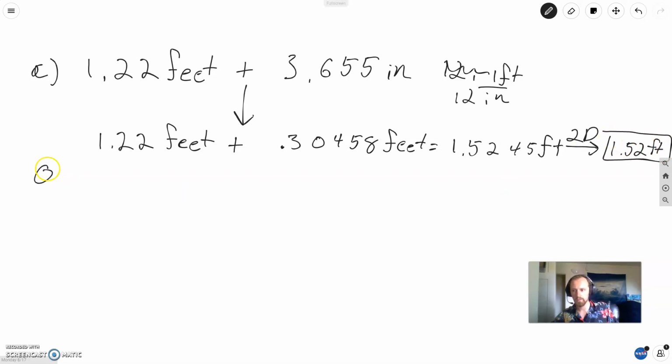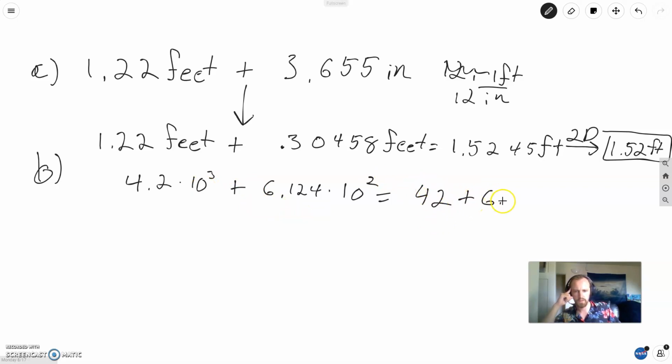Okay. Now for part B, we have 4.2 times 10 to the third plus 6.124 times 10 to the 2. So if you want to add these without a calculator, you just need to put both of these 10s in the same base. So I have 42 plus 6.124, whole thing multiplied by 10 to the 2, because I multiplied this by 10. So then this turned into 42 times 10 squared.